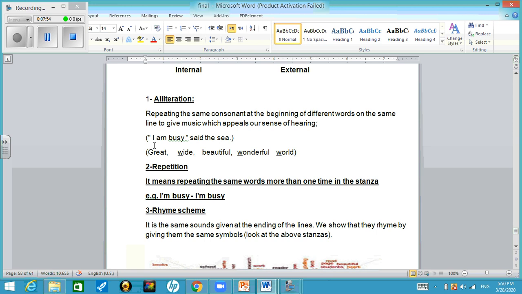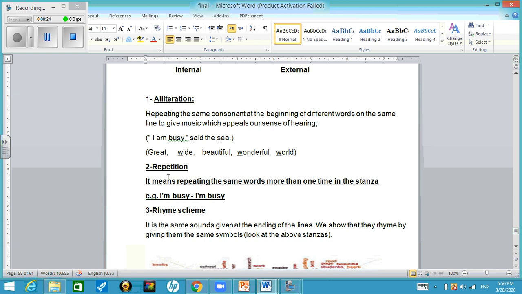Like what here? So, first one we have is "I'm busy, said the sea." Okay, so said here starts with S, and sea here starts with S as well. So this is alliteration. Alliteration is the S at the beginning of said and the S at the beginning of sea. Okay, so let's move to the next part.